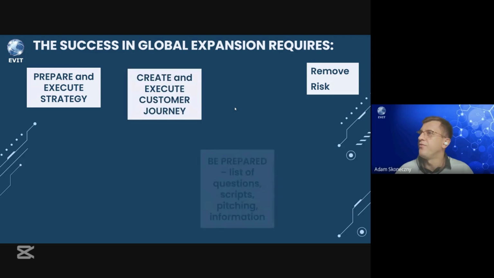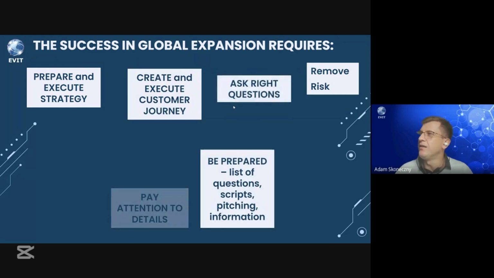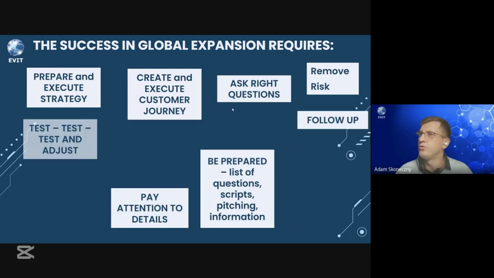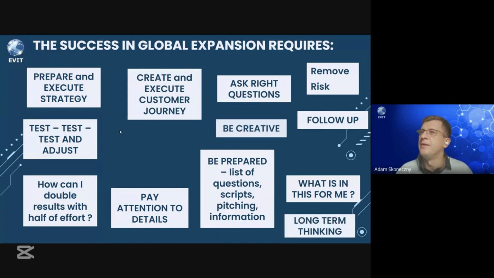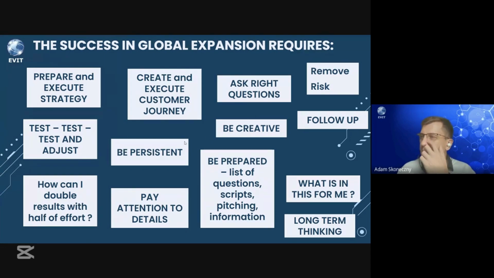Here I have a few key elements that you should remember. This one is very important: remove risk. If you approach Europe and Western countries, they don't trust Vietnam much, so you need to be able to remove risk. Test. As I mentioned, you need to test and adjust. Be creative. Be persistent. Pay attention to the detail, because Western people keep judging you based on the details.